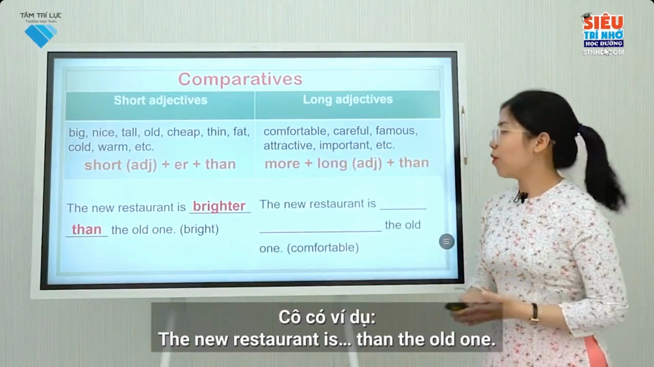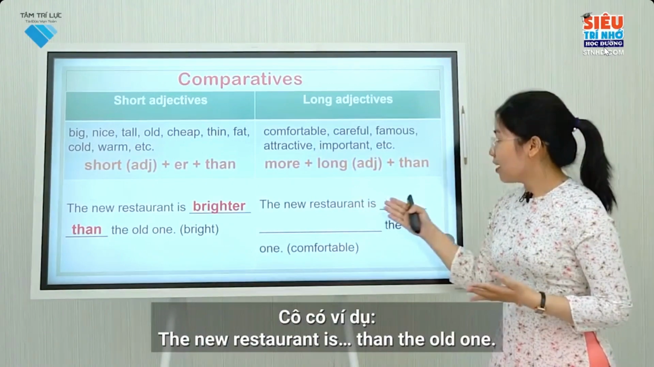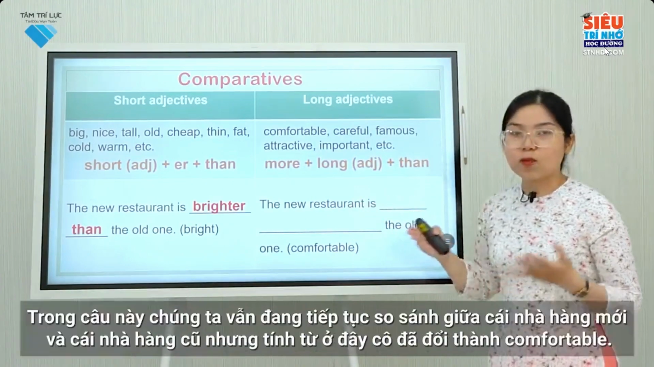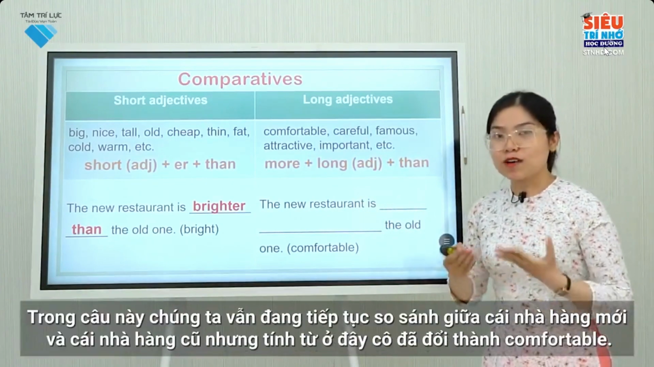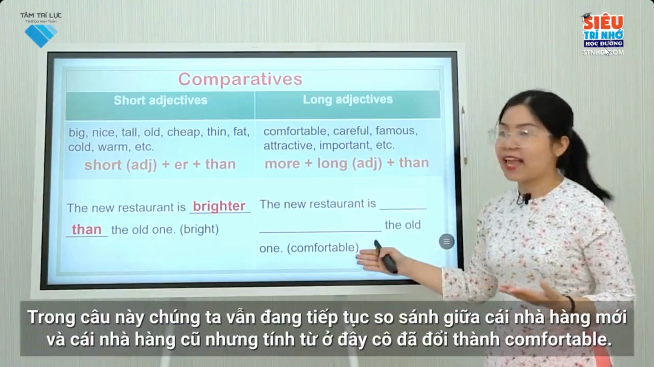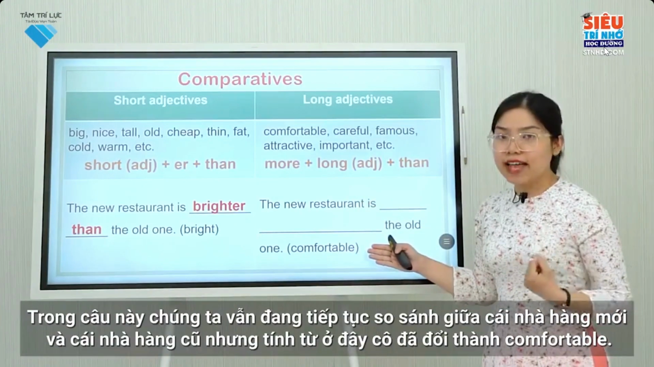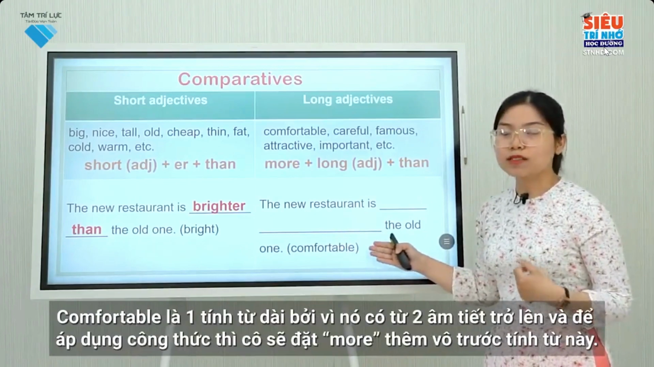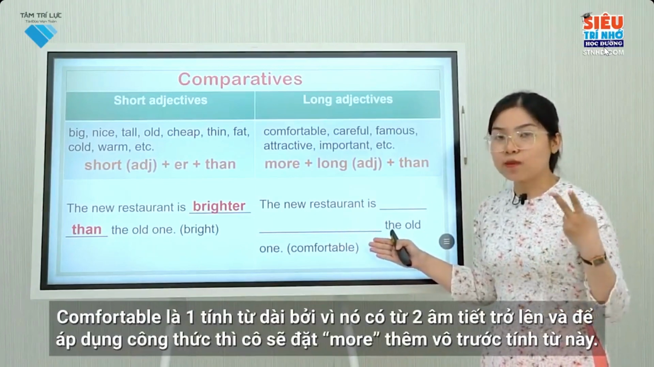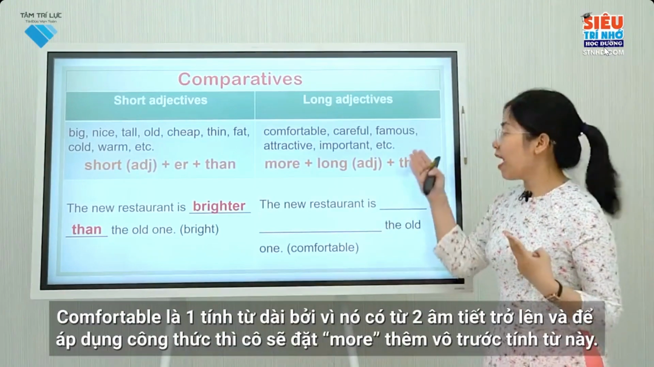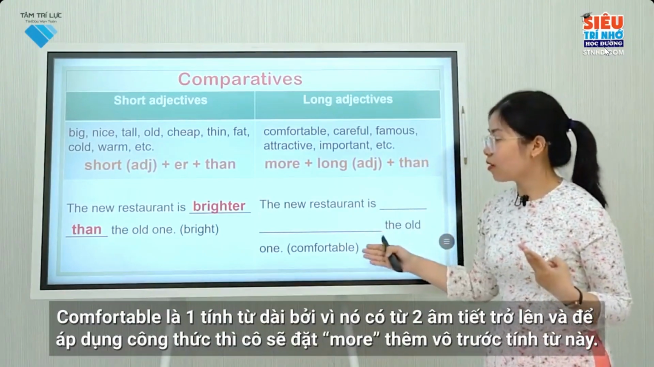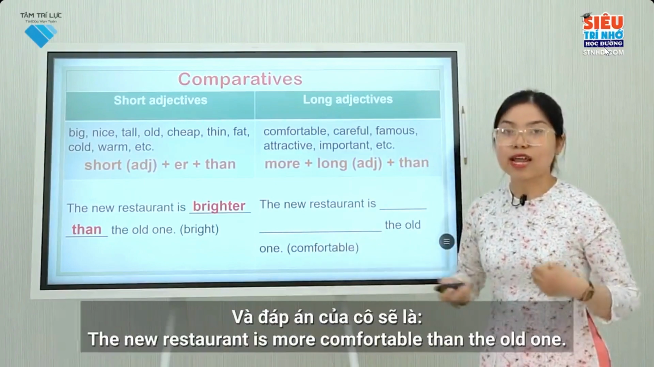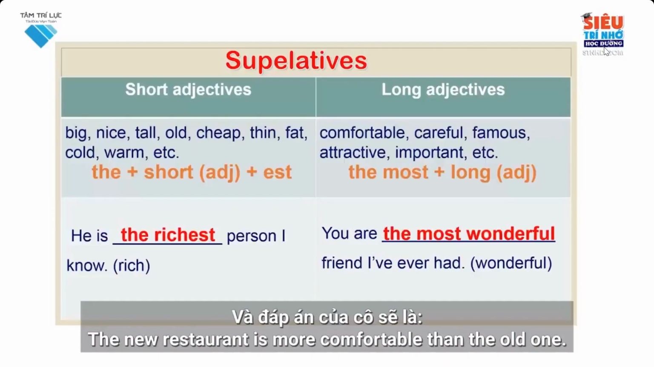I have an example. The new restaurant is ___ than the old one. In this sentence, we continue to compare between a new restaurant and an old one, but the adjective here is comfortable. Comfortable is a long adjective because it has two or more syllables, and I will put more before this adjective. And my answer is, the new restaurant is more comfortable than the old one.